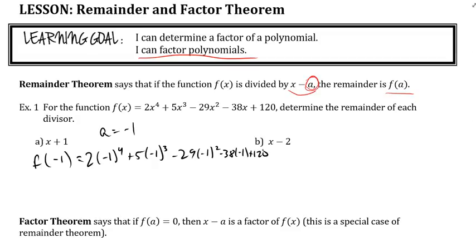So when I do this stuff, I try to do as much in my head as possible. If you make mistakes doing it that way, then use your calculator, but it does slow you down a little bit. So for example, when it's 1, it's really easy, right? But -1 to the 4th, that's going to give me positive, so this is 2. -1 cubed is going to give me negative, so -5. -1 squared is positive, so -29. And then plus 38, and then plus 120, right? And then I just add those on my calculator. 126? Is that right?